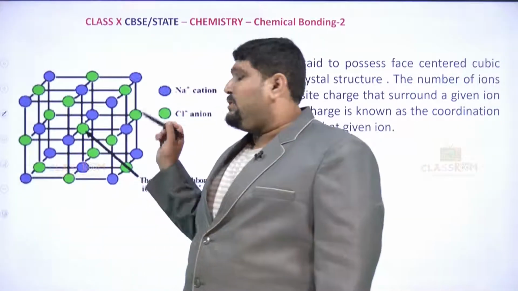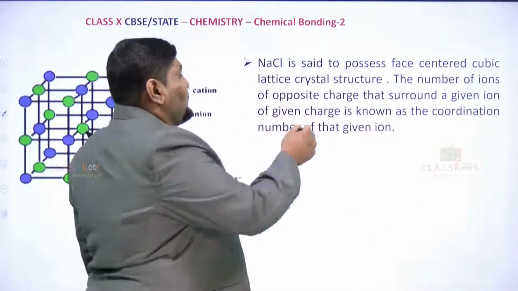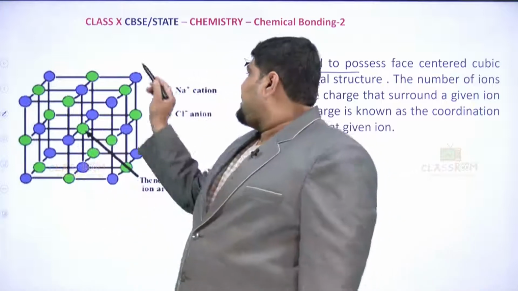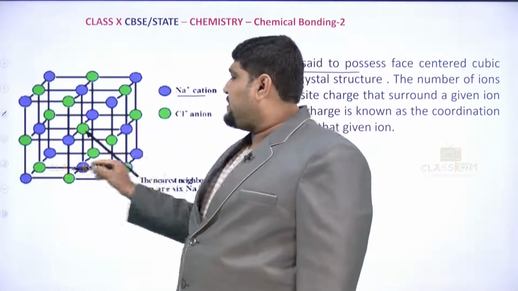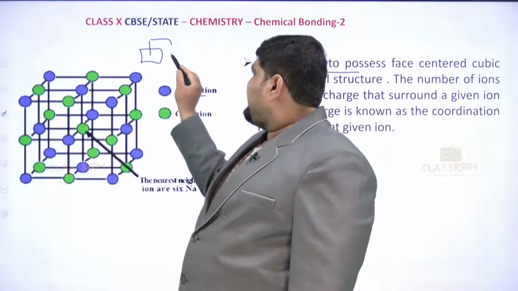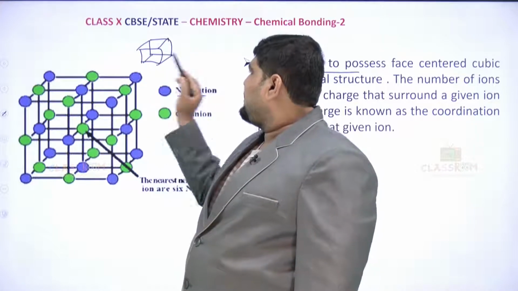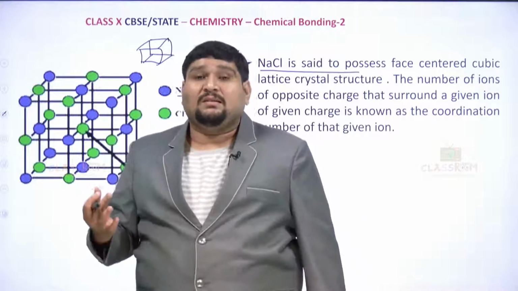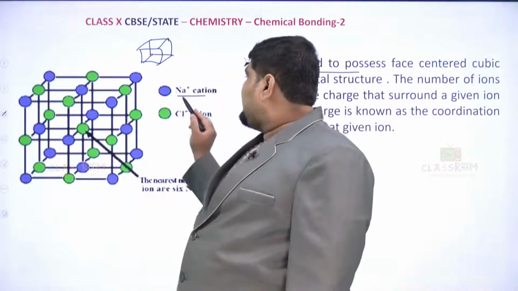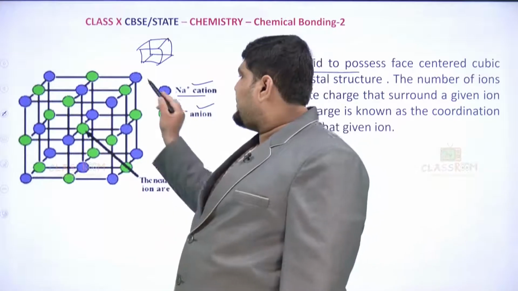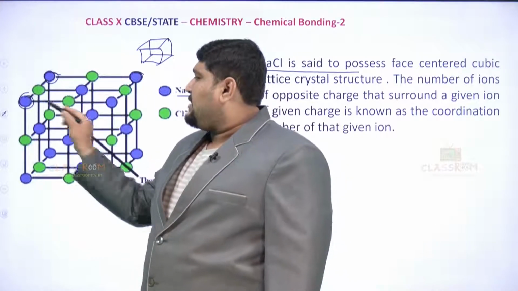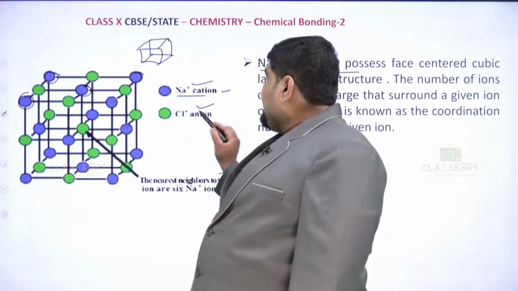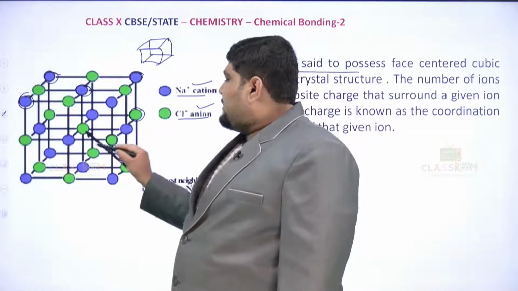Next comes the formation of sodium chloride, which we say is a face-centered cubic crystal. This is an NaCl crystal with a cubic lattice structure, a crystal structure surrounded with sodium cations and chlorine anions. You can see the blue colored balls are the positively charged sodium cations, and the chlorine anions are the green balls.